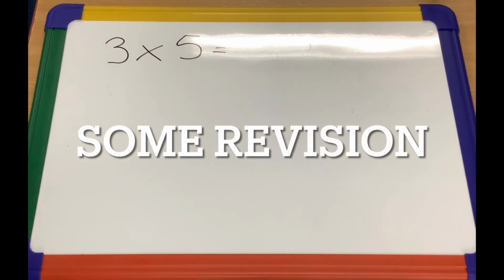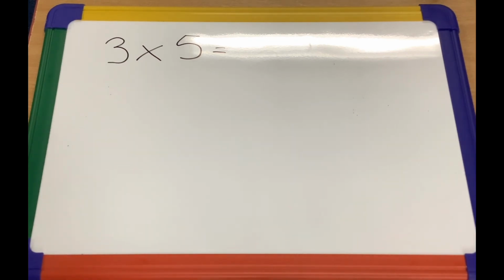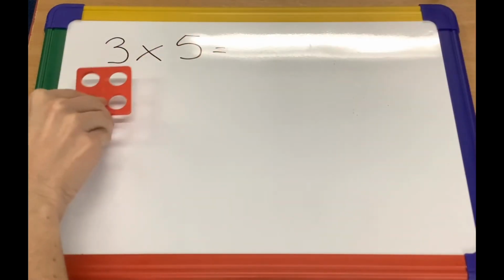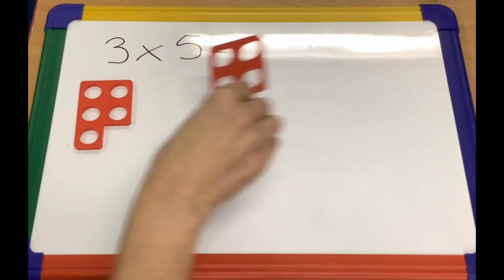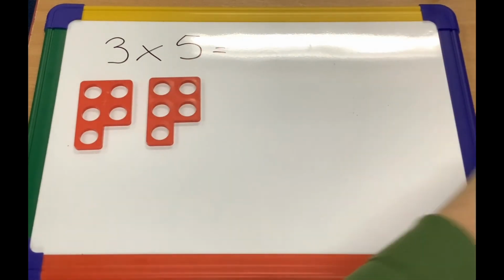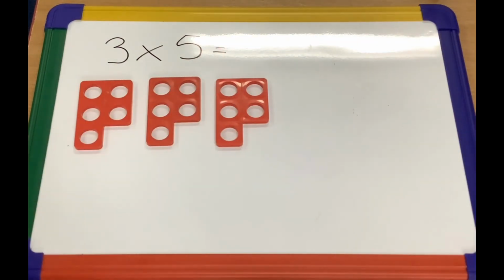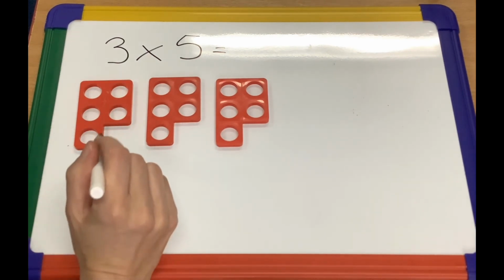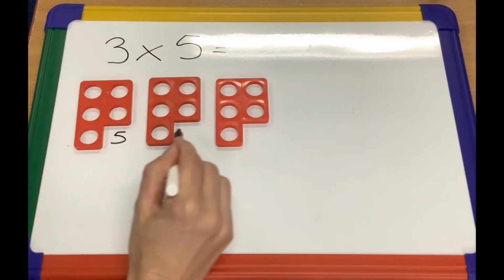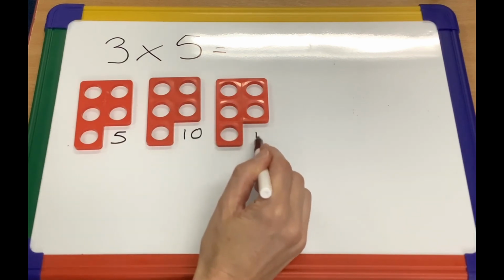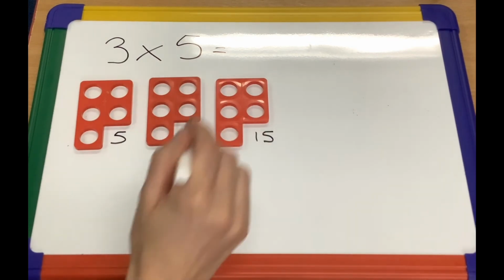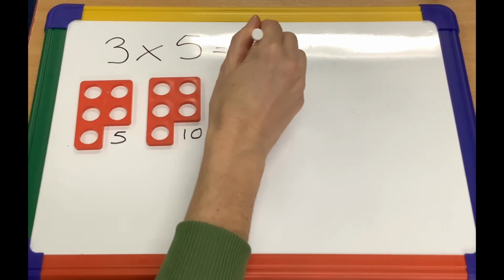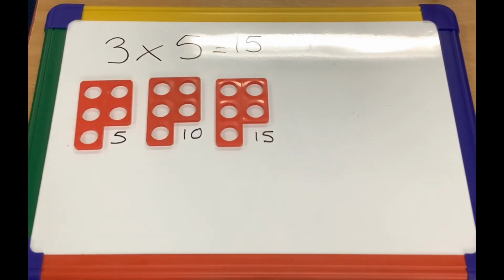So today we're going to start with the number sentence and see if we can get the numicon tile to find out the answer. So this says 3 times 5, so we need 3 5s. 5, there's another 5, and there are 3 5s. And so you can either count the wholes, or if you count them in 5s, that would be 5, 10, 15. So 3 5s equals 15.